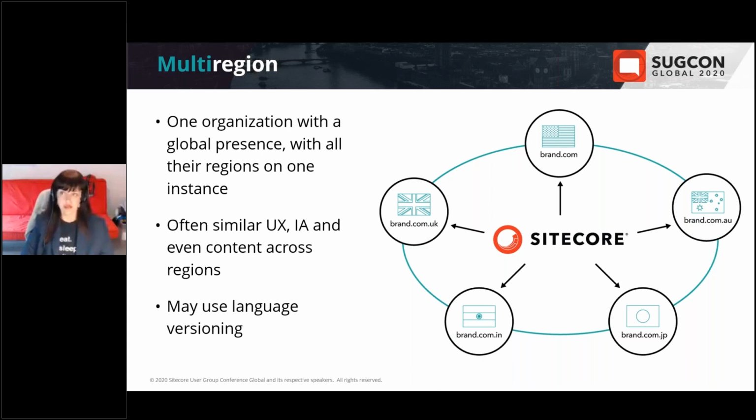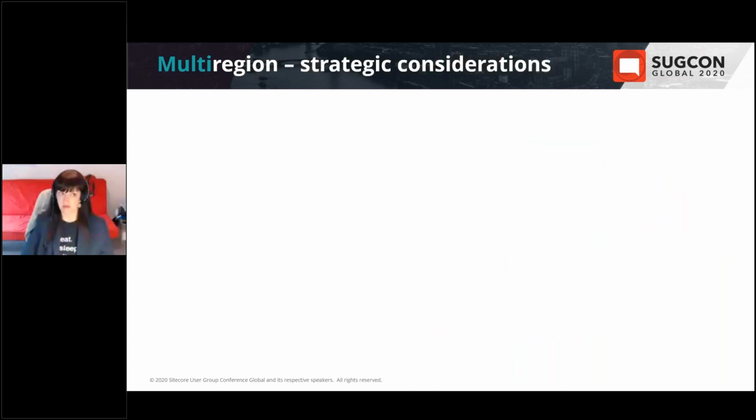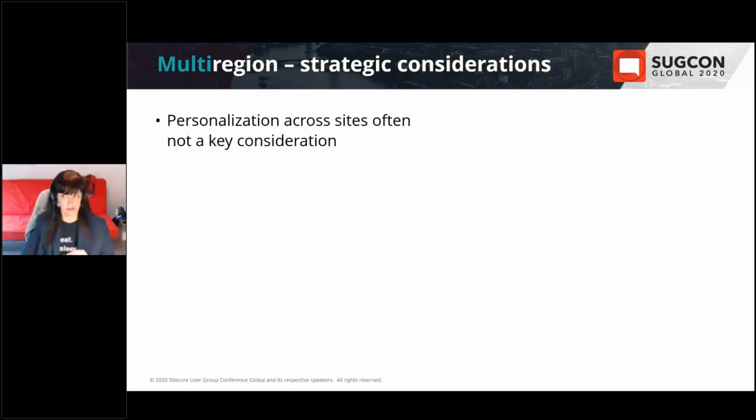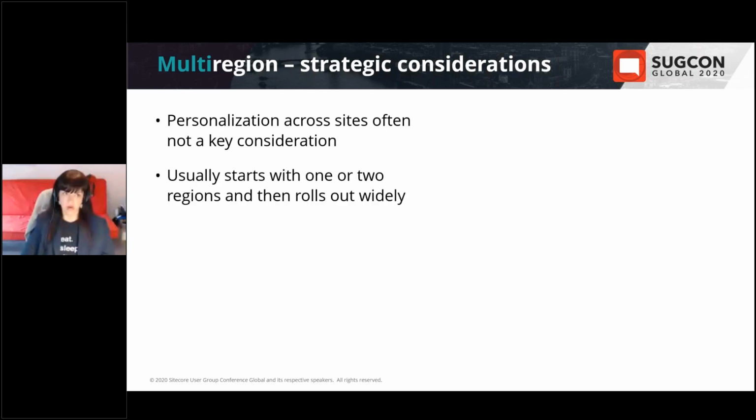So what are some strategic considerations for the multi-region? Well, firstly, personalisation across sites in a pure multi-region is often not really a key consideration, because people are going to be visiting the site in their country or their region as opposed to moving back and forth across countries. This kind of project usually starts with 1 or 2 regions and then rolls out more widely.